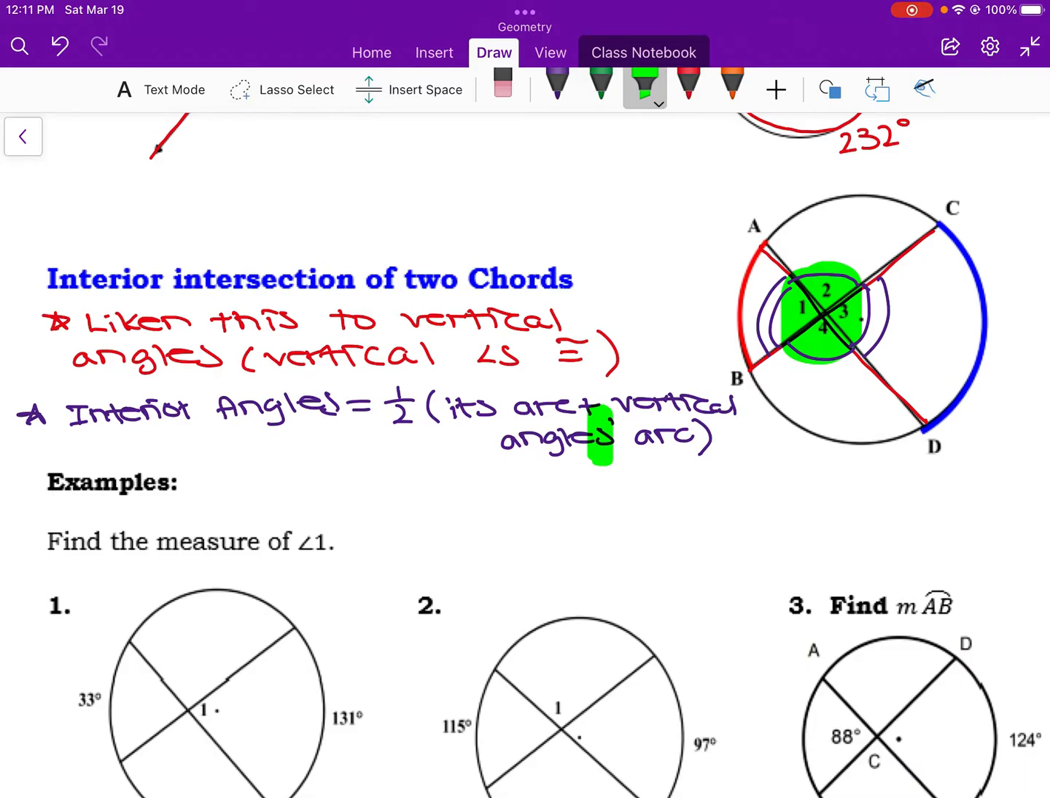So we're saying the vertical angle, or the angle that is vertical to a given angle, its arc is the other one that we pull into play. So you're just pulling 2 arcs into this calculation. It's not a very formal definition right there.